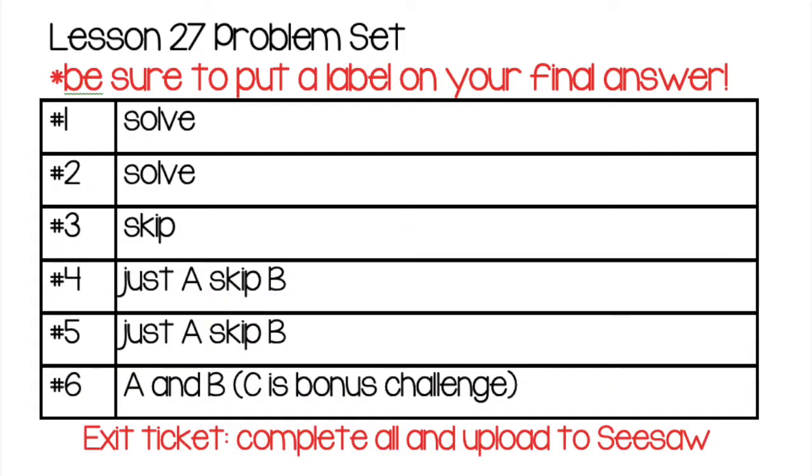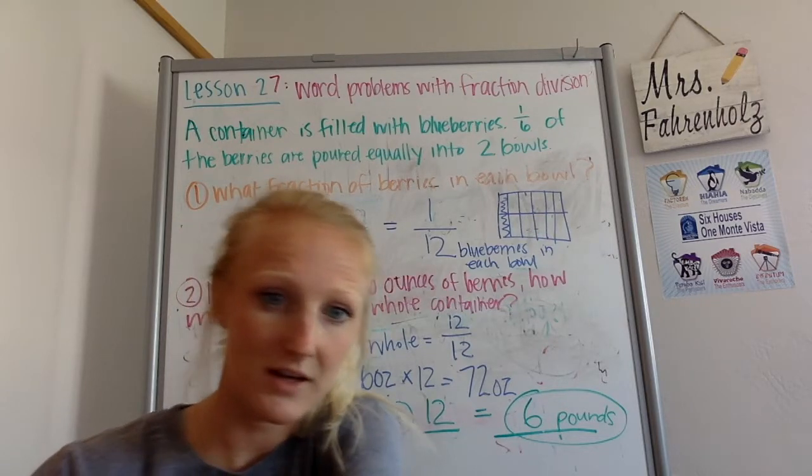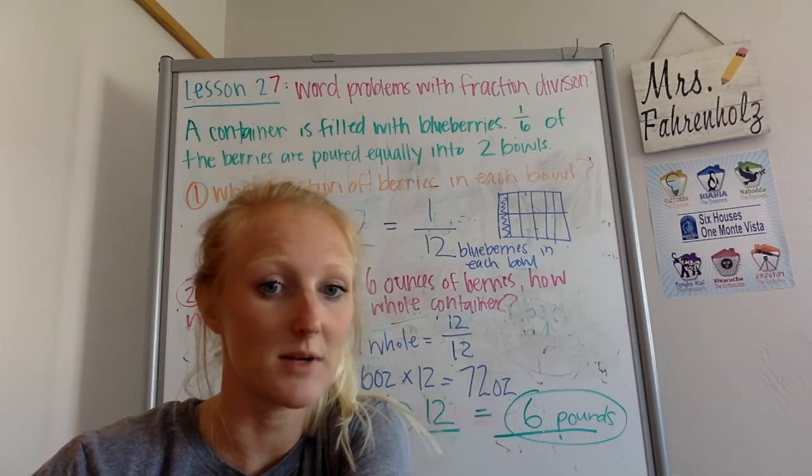Your problem set today. You're doing number 1, number 2, skip number 3, 4 letter A, skip B, 5 letter A, skip B, 6 A and B. They look just like the problem we did on the board today. 6C is bonus. So if you're feeling like challenging yourself, stretching your brain, that would be a great one to try.